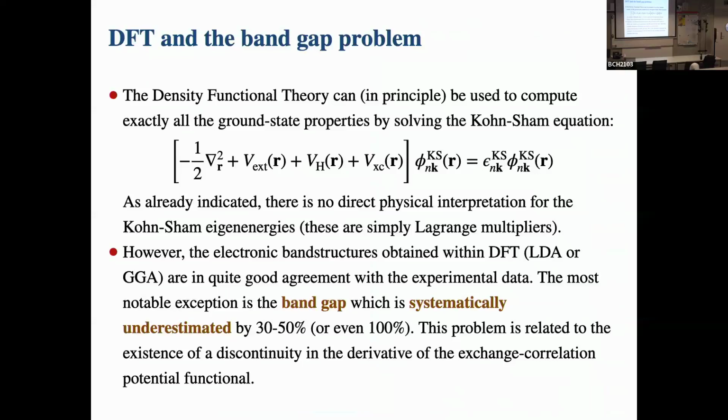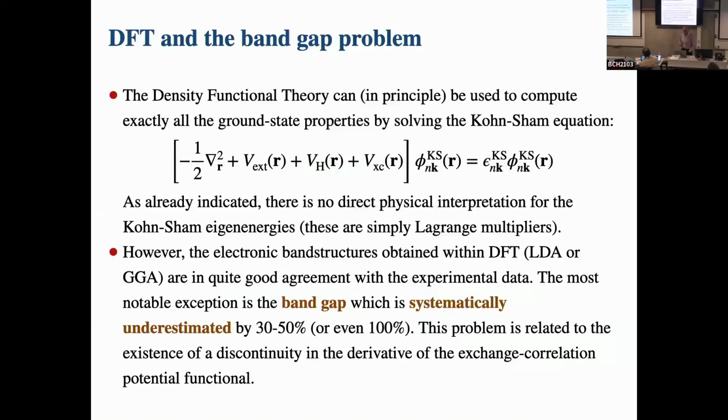Okay, so in principle, if we solve this one, we can compute all the ground state properties, okay? And as we discussed already, and as you were correctly pointing out, there is no formal reason to interpret the Kohn-Sham eigenenergies as something else than just the Lagrange multipliers, okay? But still, people have used and continue to use these electronic density functional theory band structures and compare them to experimental data. And in many cases, it works quite well, apart from the band gap that is systematically underestimated, okay?